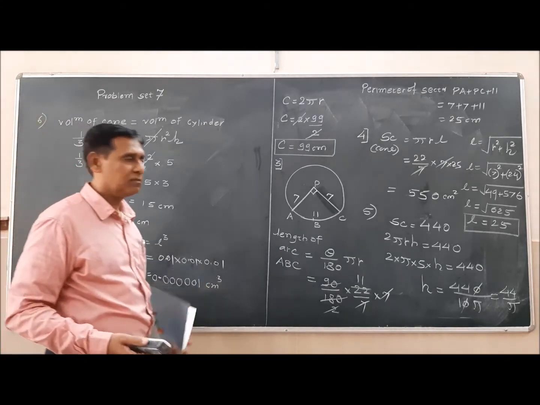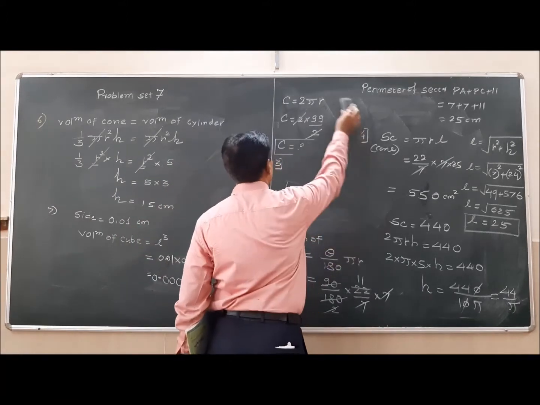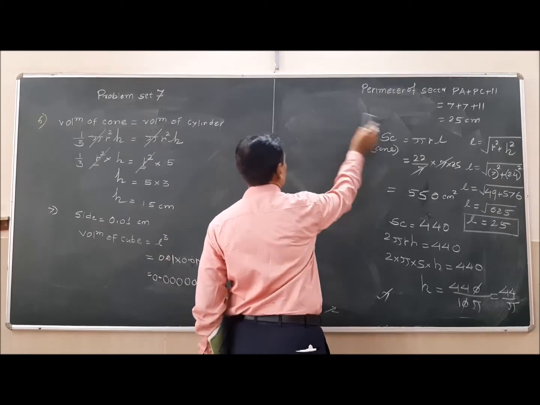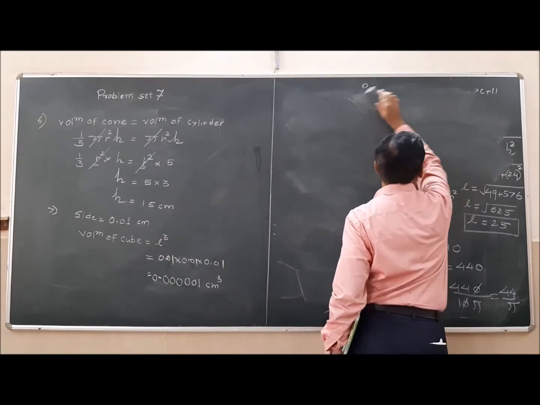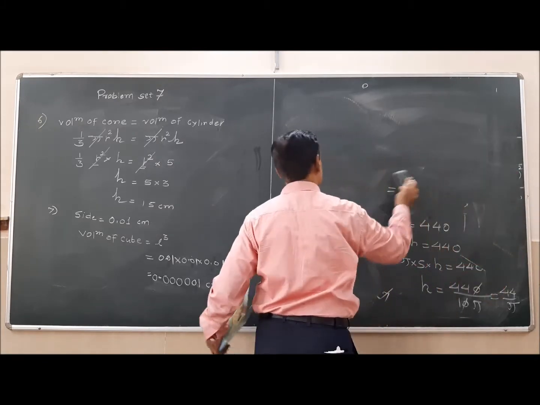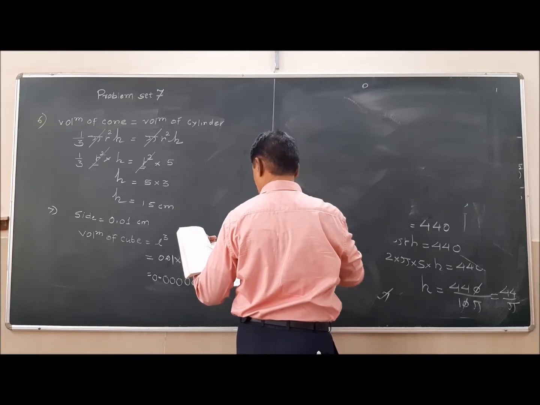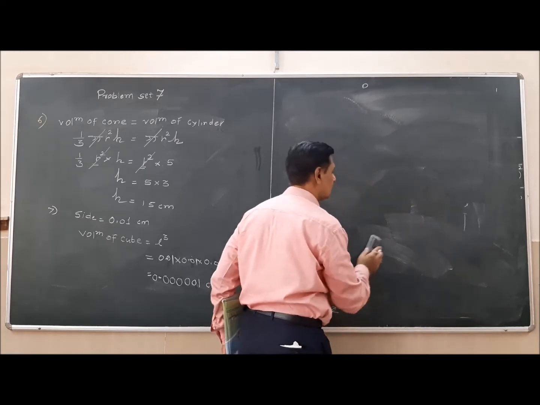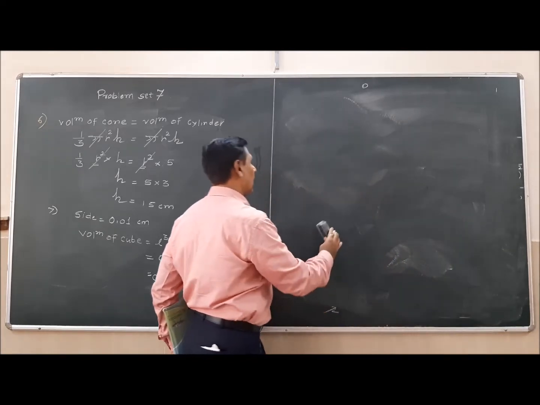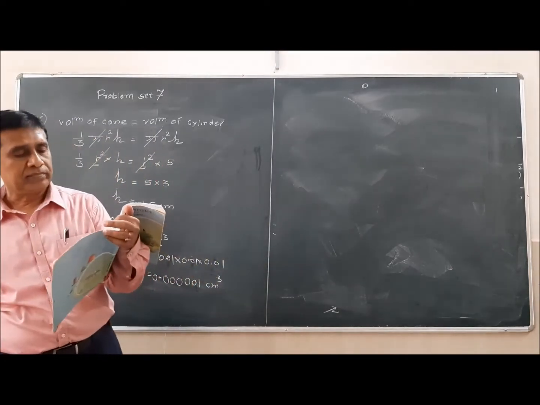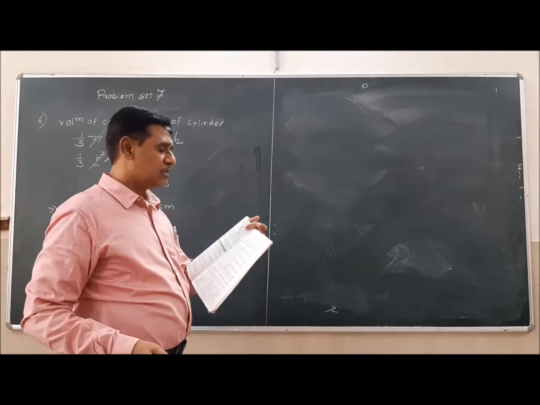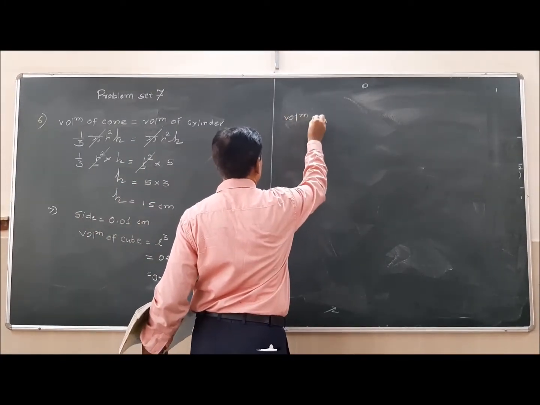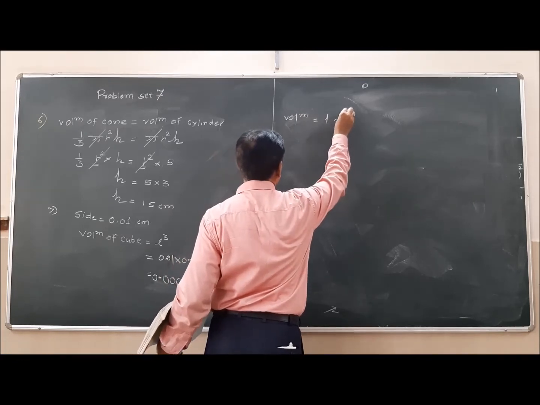Now let's do question number 8. In question number 8, you will find what they have given us. In this question number 8, we have to find the side of a cube. Please try to understand. Find the side of the cube. I'm going to find out the side of the cube, but its volume is given as 1 meter cube. So, volume is equal to 1 meter cube.